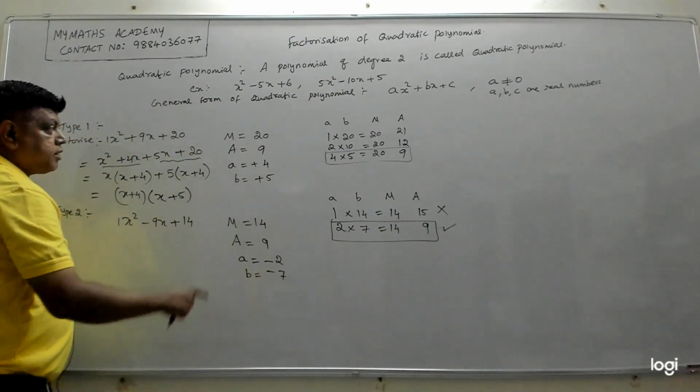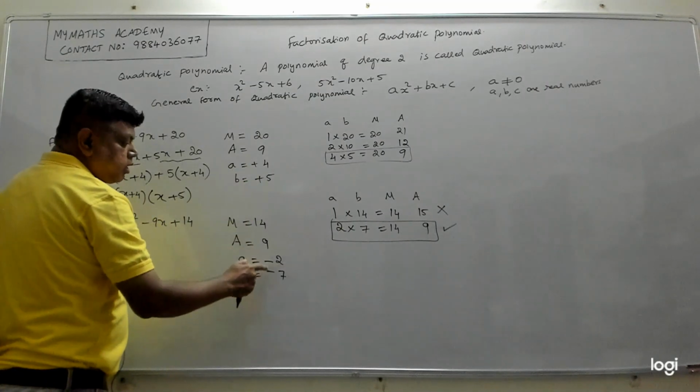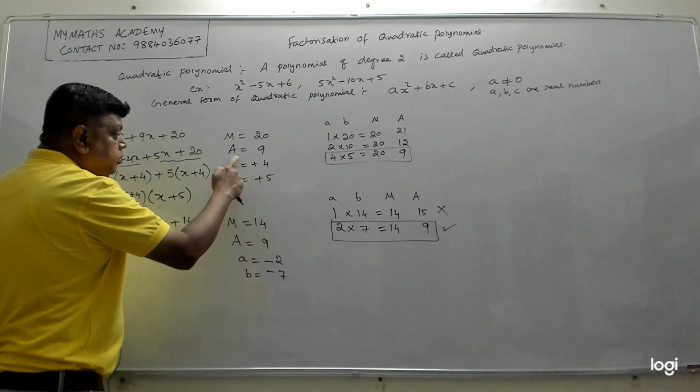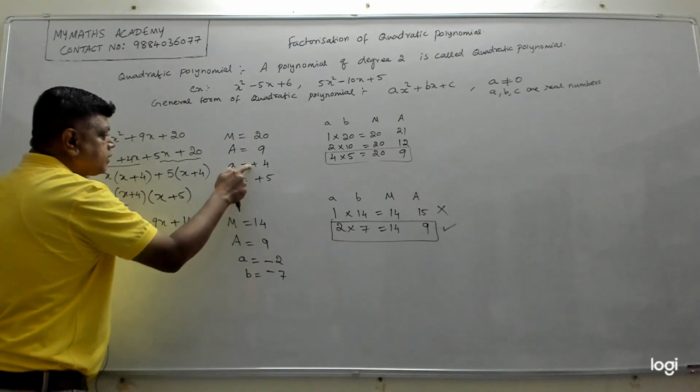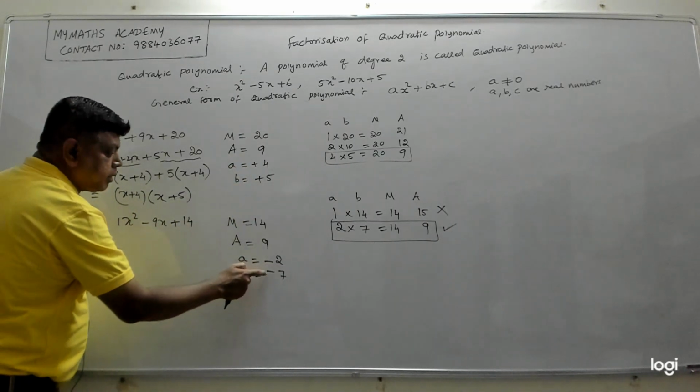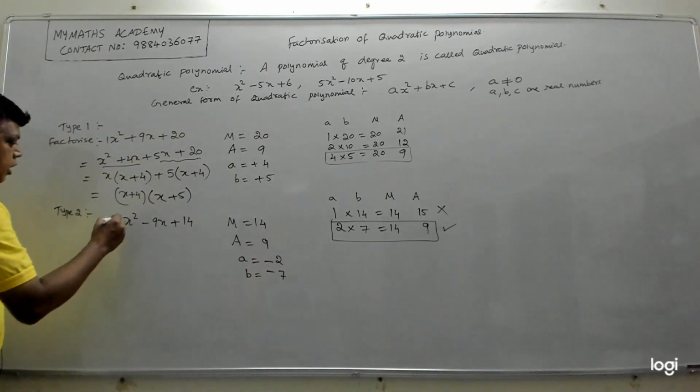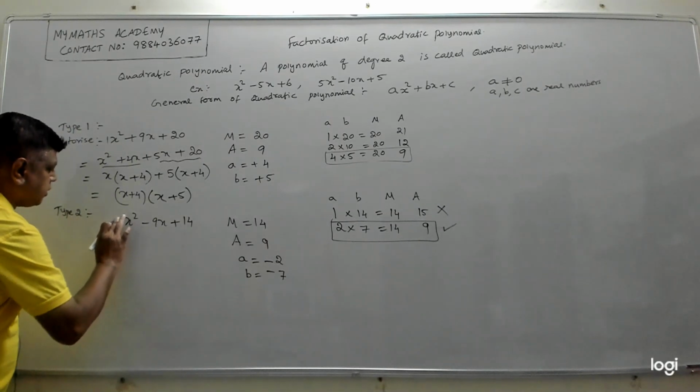Clear? So in the addition case, either both are plus or both are minus. To check whether both are plus, you need to check this side. If this is plus, both will become plus. Here this is minus, so both will become minus. Clear? So now what we can do is just erase this one.